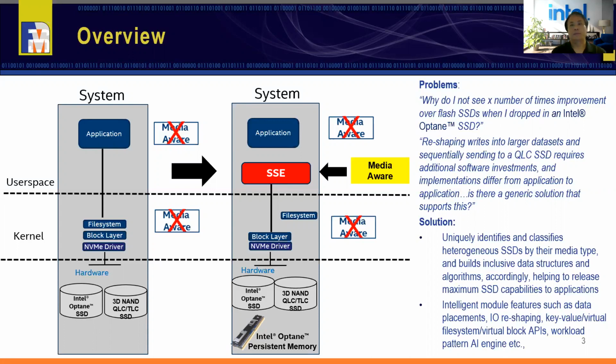The second one is reshaping writes into large data sets and sequential writes to the QLC, which requires additional software investment, and the implementation can be different from application to application. Is there any generic solution to support that, so I can better leverage the QLC low cost benefits? So basically, we developed a piece of software in the user space.